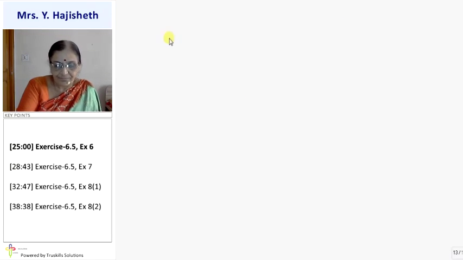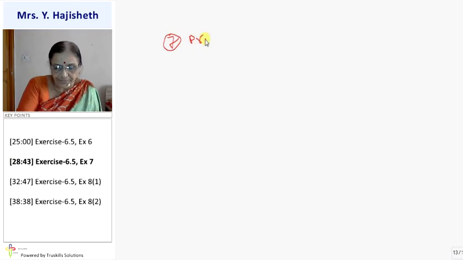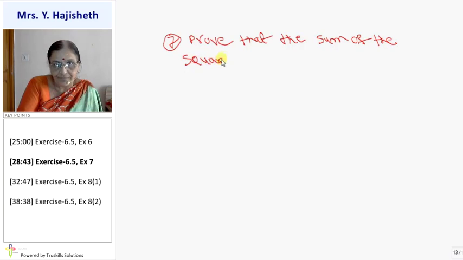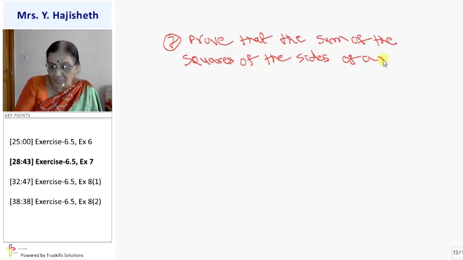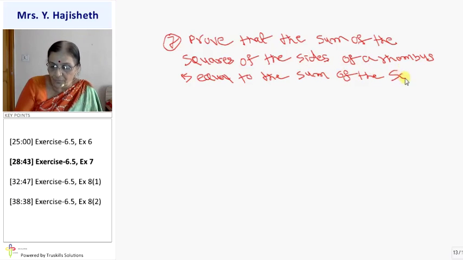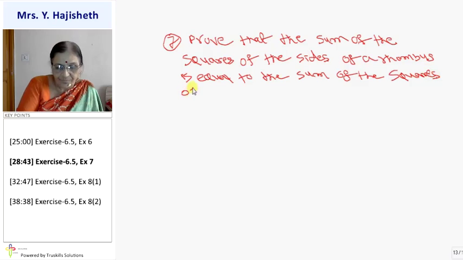Seventh sum. Prove that the sum of the squares of the sides of a rhombus, a rhombus meaning a parallelogram with all sides equal, is equal to the sum of the squares of its diagonals.